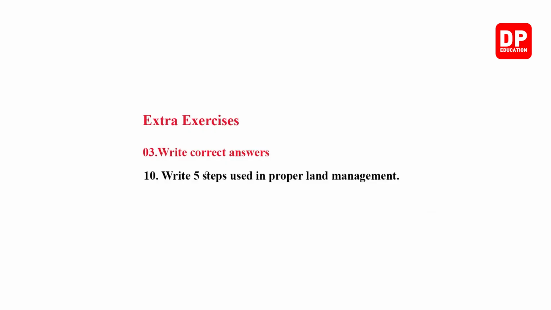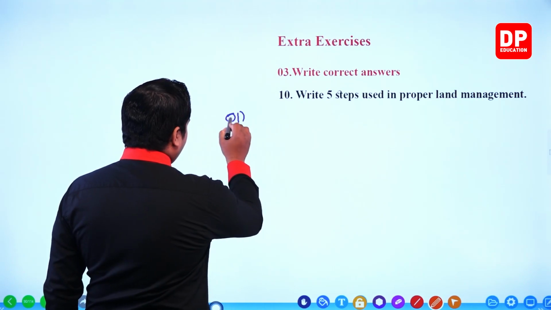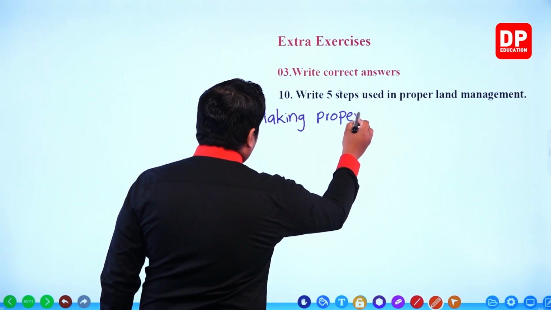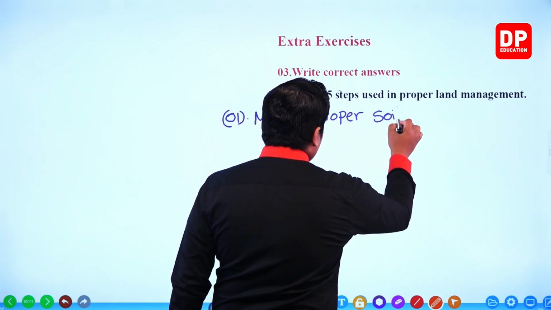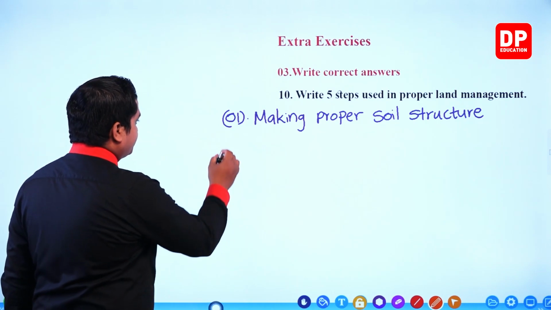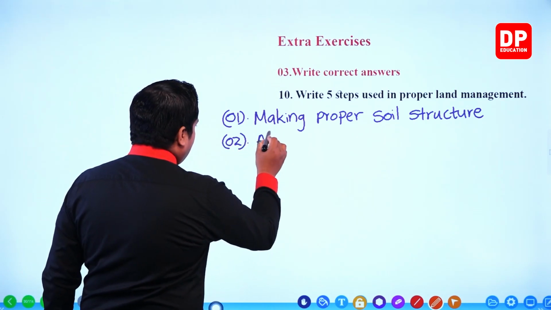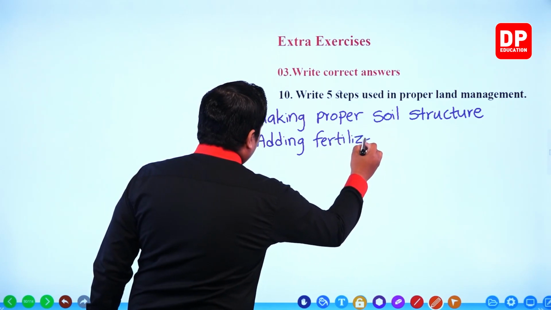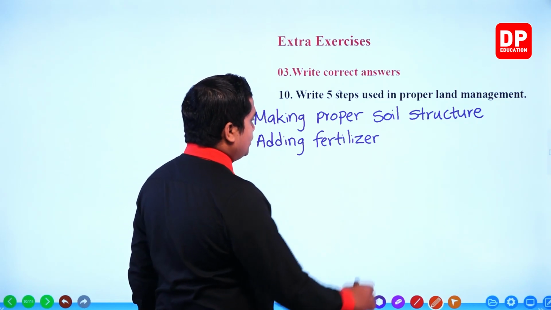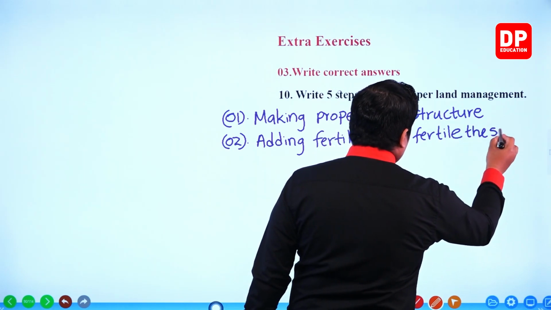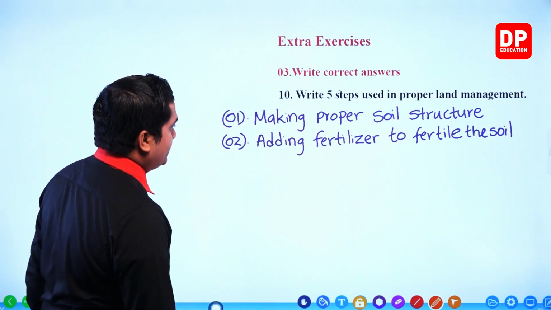Write 5 steps used in proper land management. 5 steps in proper land management. Number 1, making proper soil structure. Number 2, adding fertilizer to fertile the soil.